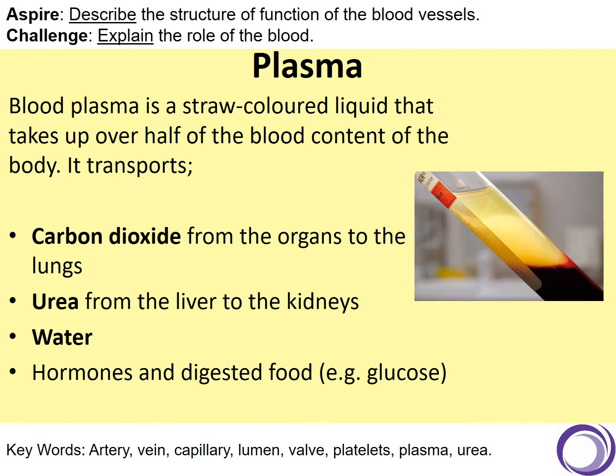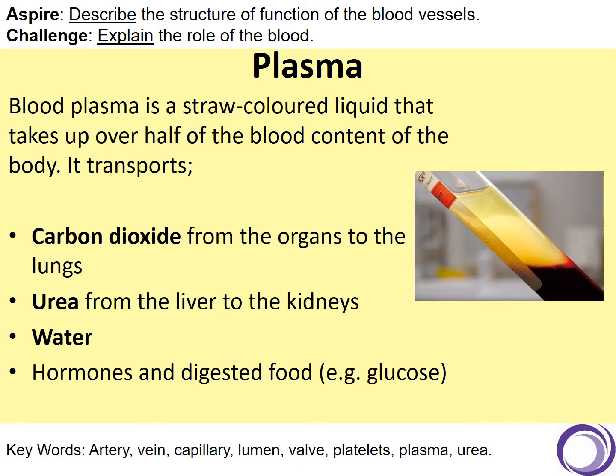Its jobs are, and you need to know all 4 of these: it carries carbon dioxide from the organs back to the heart and into the lungs. It will carry a waste product called urea from the liver to the kidneys, and from there the kidneys will make urine. It also transports water around, and it will transport hormones and digested food. So if we want to get glucose around the body, it moves in the plasma.